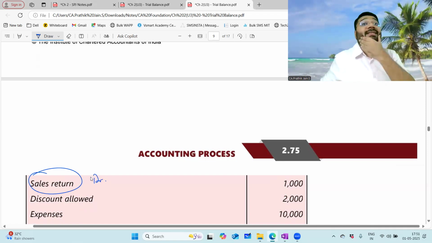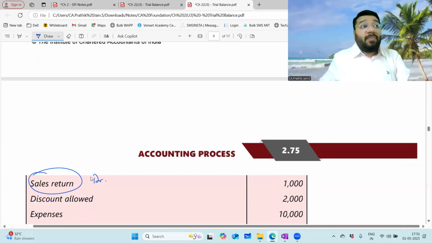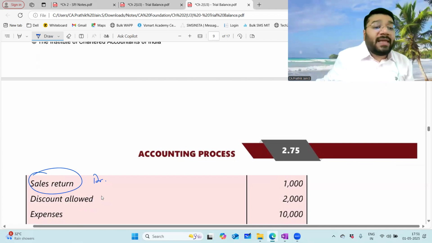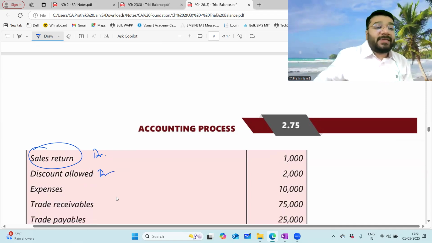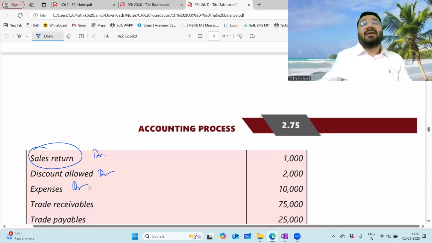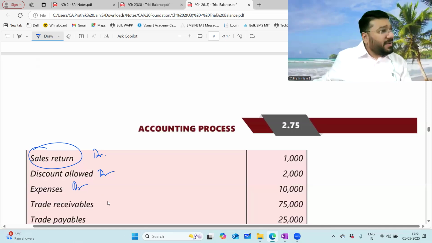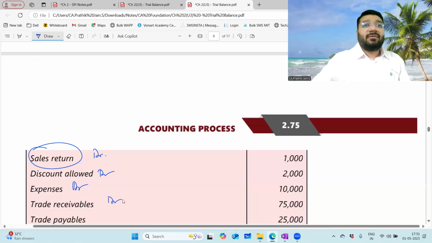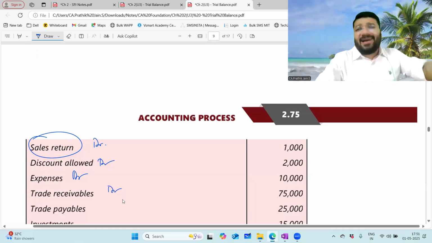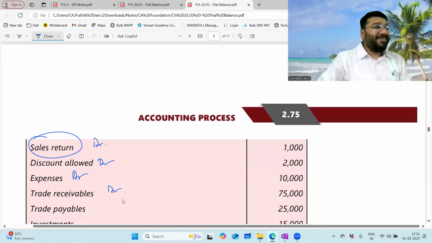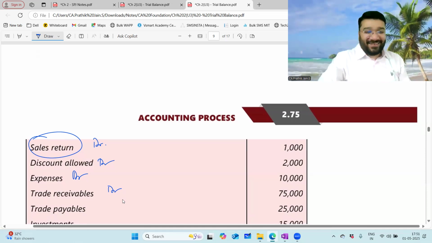Discount allowed. What is it? Expense, gain, income, loss? It's a loss. But what category? Expense category. So all the expenses are debit. Trade receivable? Debit. Confirm? Okay. Trade payable? Credit. Credit? Credit. Okay.